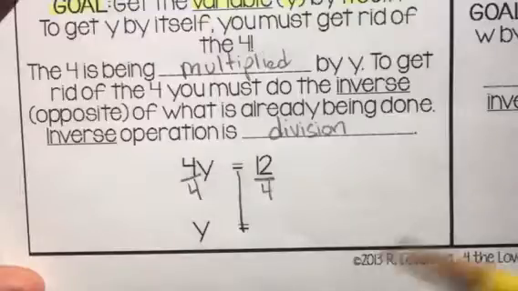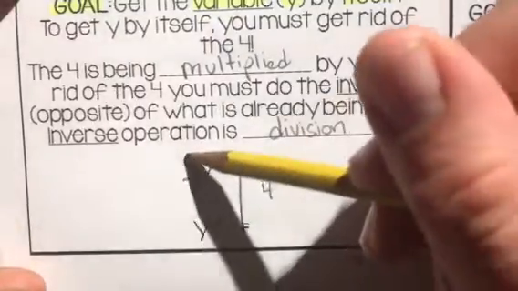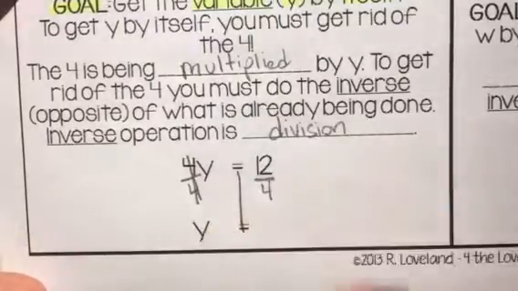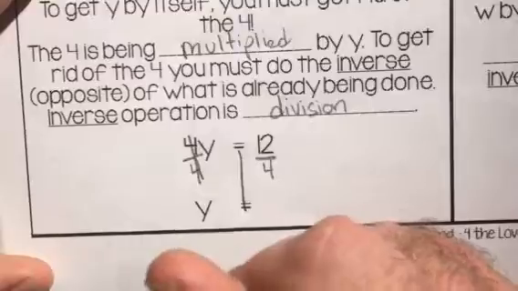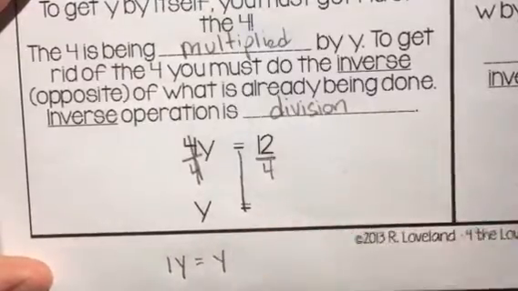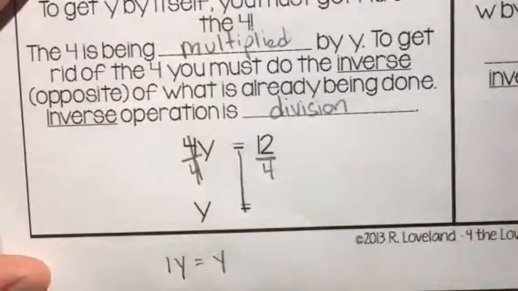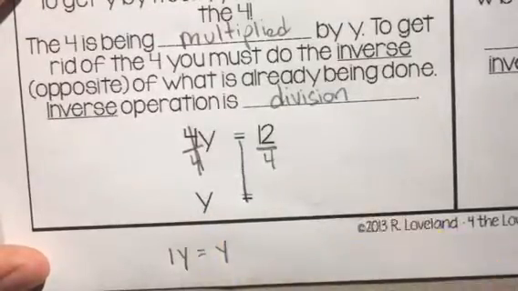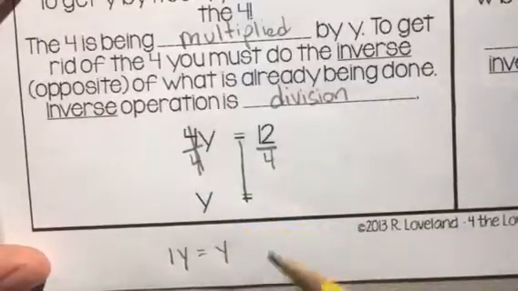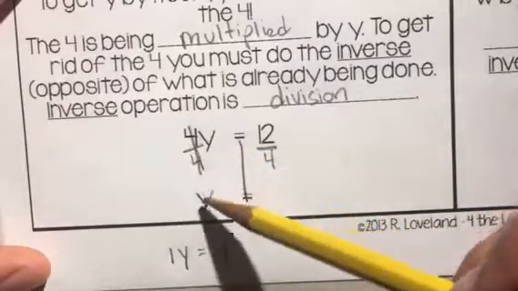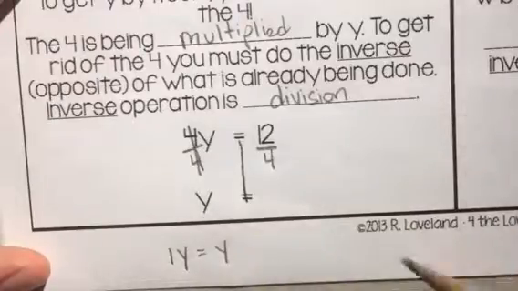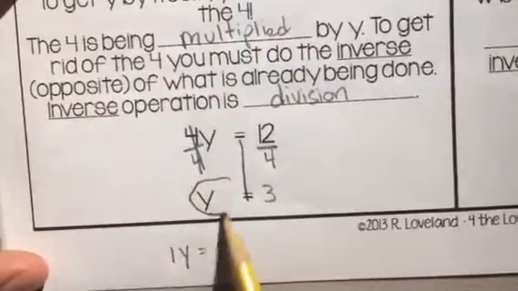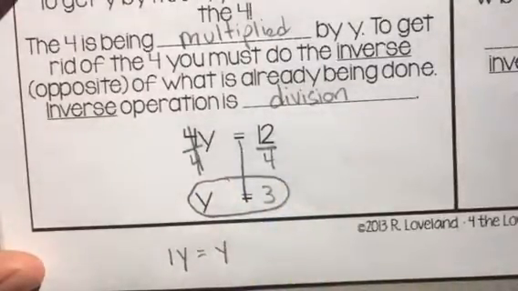And I know anything divided by itself, 4 divided by 4, will cancel out to be 1. So this is 1y, and I'm going to tell you something, that 1y is actually the same exact thing as y. It's just like saying I have 1 pencil or a pencil. In math, we don't want to say 1y because we know that just y by itself is already 1. So 4 divided by 4 is 1y, which is just y. And 12 divided by 4 is 3. So in this case, y equals 3.